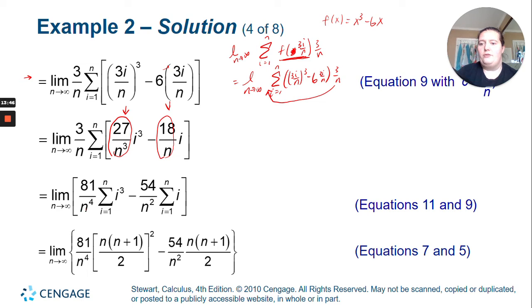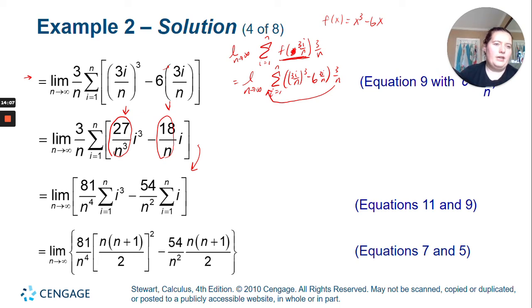So now I have 81 over n to the fourth times summation of i cubed minus 54 over n squared times summation of i. So that's what we did from this step to this step: we pulled out everything that wasn't an i to the front of the summations. We also split it up into 2 summations, and we're subtracting them. From there, what did we do?